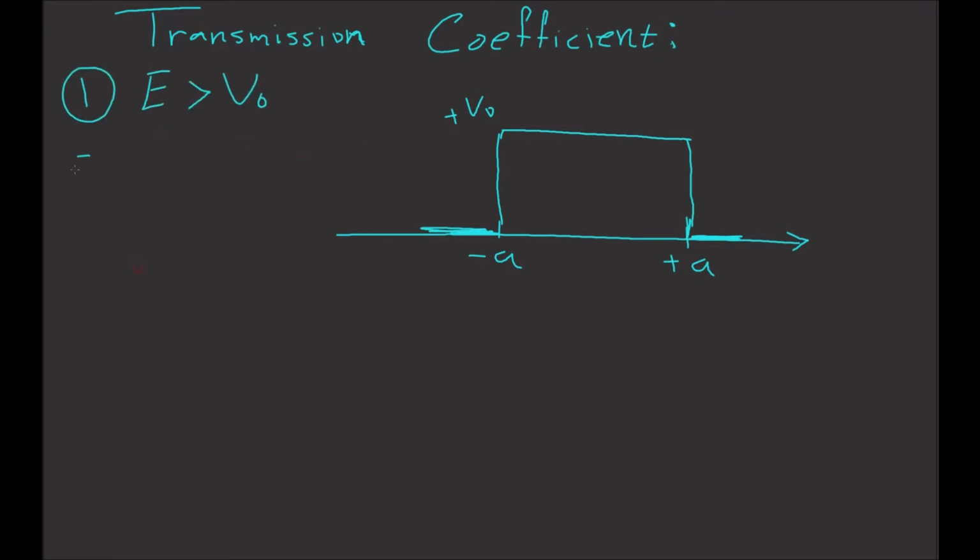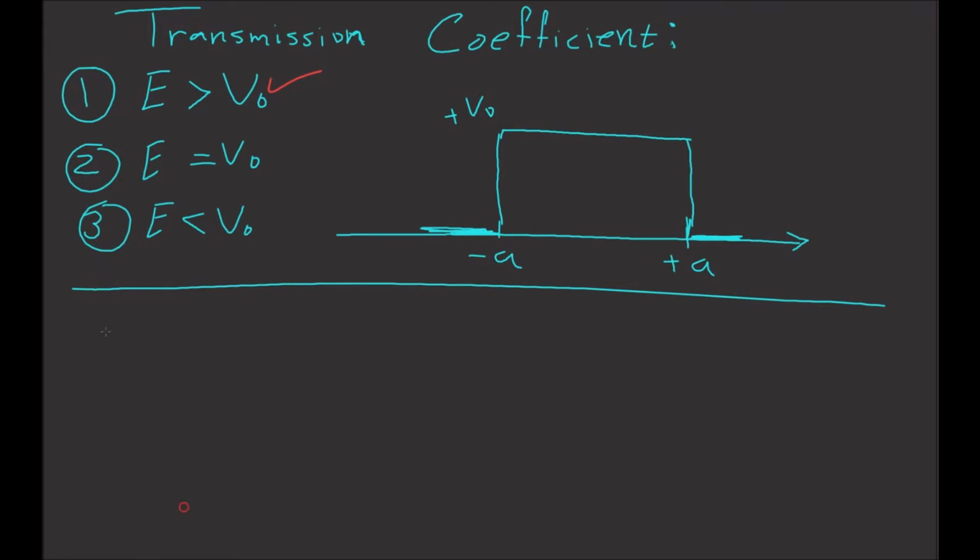The second scenario is when E is equal to V naught. And the third scenario is when E is less than V naught. The first scenario we solved in the previous video, video number 24, so this is done. Now we're going to take a look at the third scenario, when E is less than V naught, and let's say that the wave, or the particle, is coming from this direction.